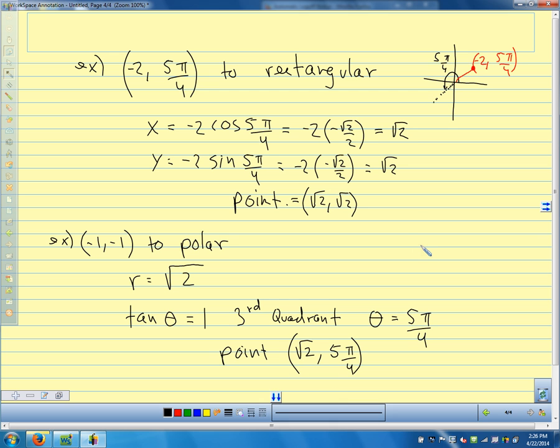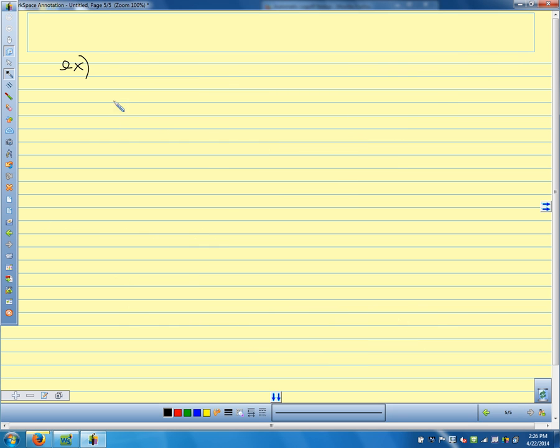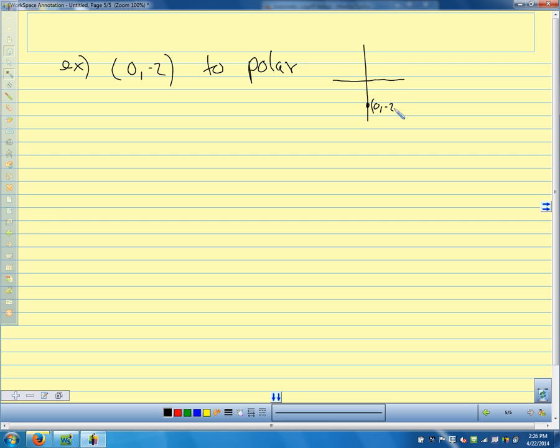Are we good there? Let's do one more, where we have to think a little bit more. So let's have the point (0, -2) to polar. This one should be easy. What is the radius here? Let me draw this point. How far away is this point from the origin? 2 units.